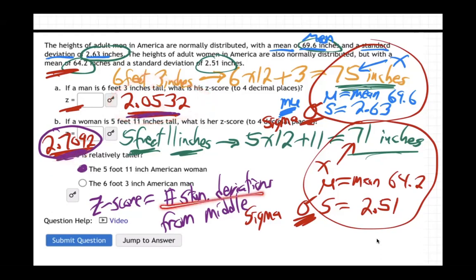That's what z-score is, number of standard deviations from the middle for your group, I should say. For your group. That way we can compare one group to another. And so there we go.